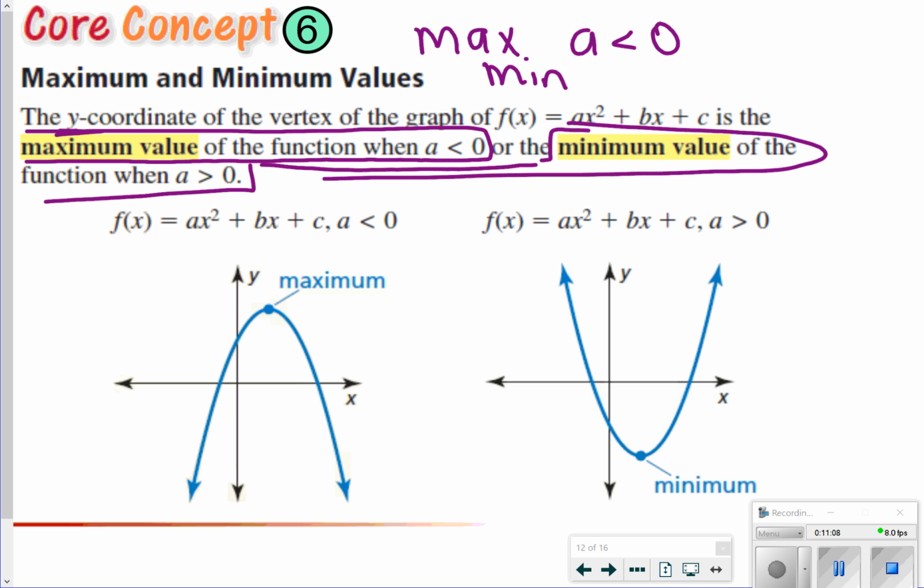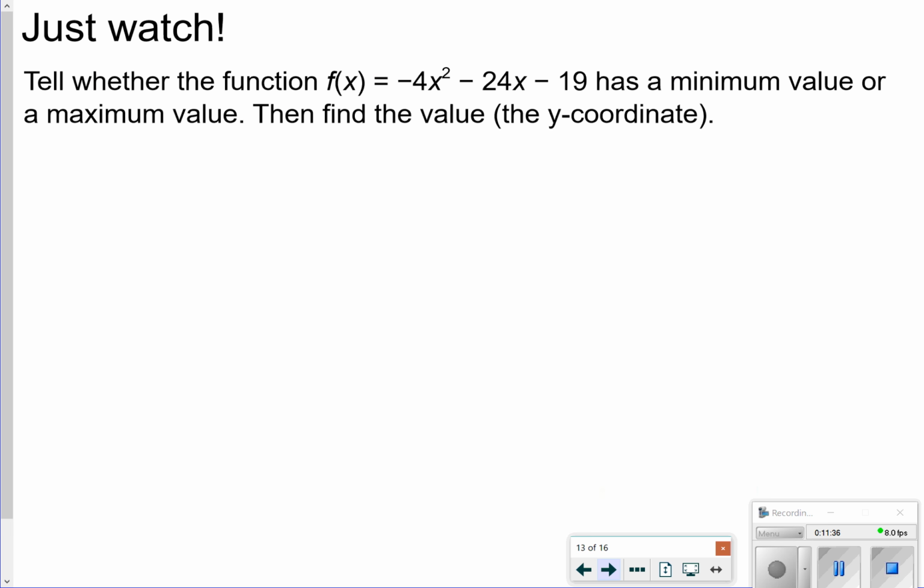Your min is when a is greater than 0, because anytime you graph something where a is less than 0, it's going to be facing downward, so it's always going to have a maximum. Anytime you have a graph where a is greater than 0, it's going to be facing upwards, so then you would have a minimum. Okay, so what we're going to do is pause for number 6, write down what you need to have a minimum and a maximum value, and then click play to see how it's done.